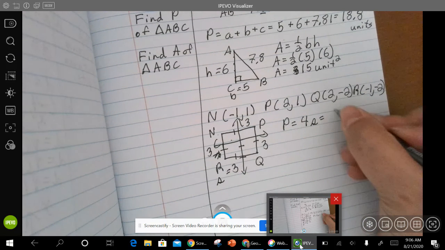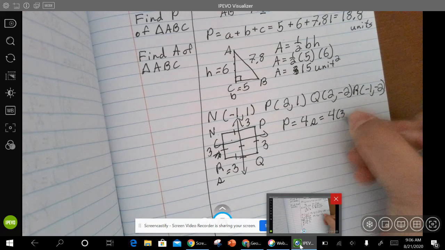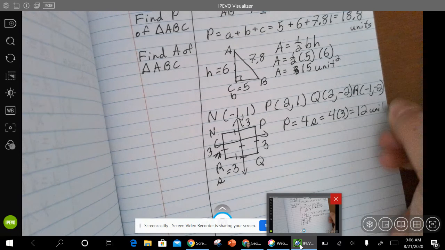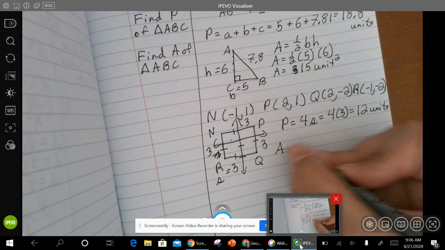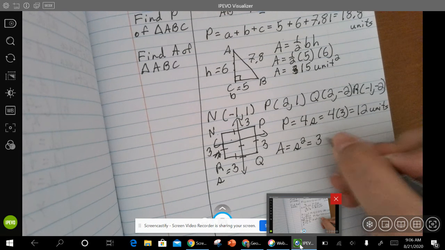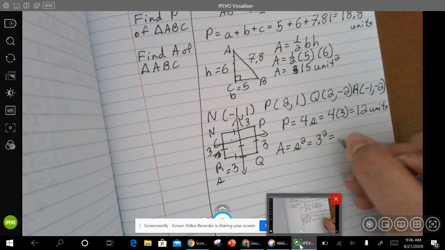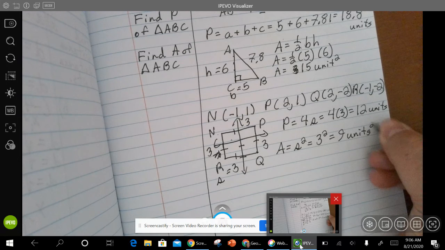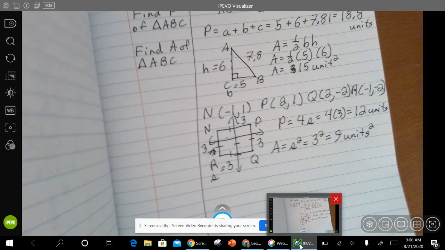So we're going to substitute that in. So 4 times 3 is 12. So it's 12 units. And then for area of a square, it's going to be side squared. So 3 squared. 3 times 3 is 9. So it's 9 units squared. Remember, area of a square, yeah.